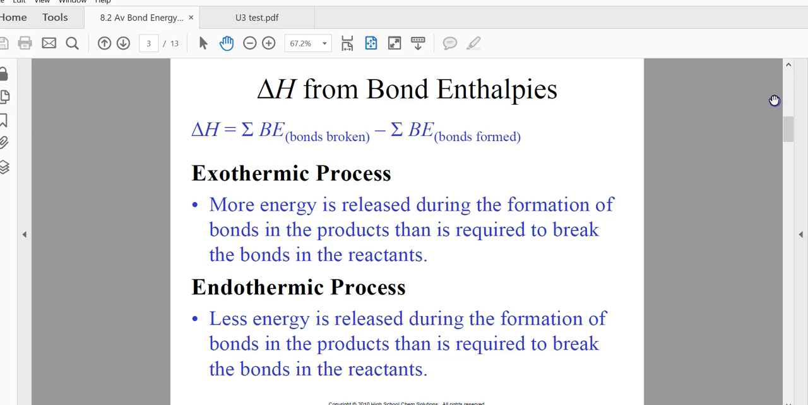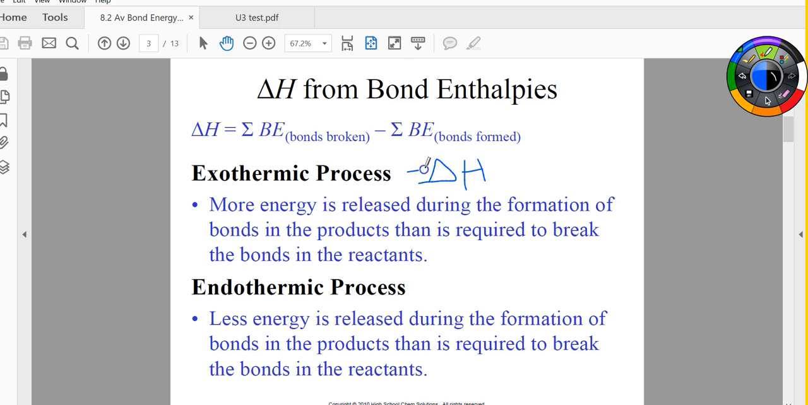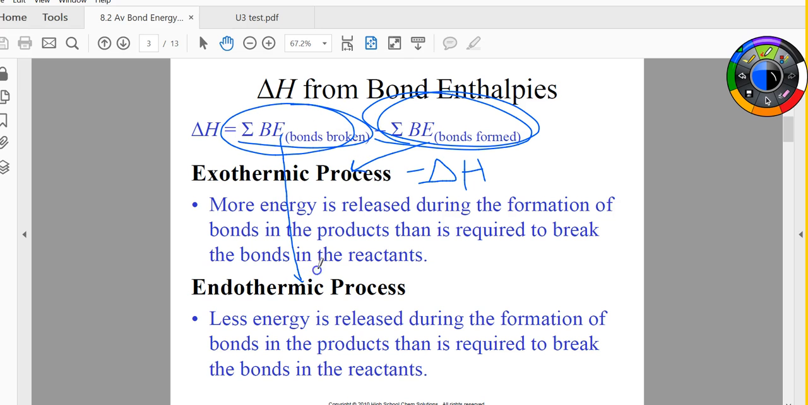I circled that wrong, but I did it very enthusiastically. Can I try again? This is still a negative delta H. But if more energy is released when bonds are formed, that's exothermic. If more energy is released when the bonds were broken, that's endothermic.